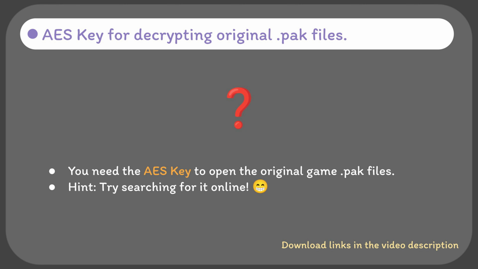Next up is the AES key. This is the code used to decrypt the games.pack files to see the data inside. This key is essential. Without it, you can't go any further. You can find this key by searching online. Once you have it, we're ready to proceed.